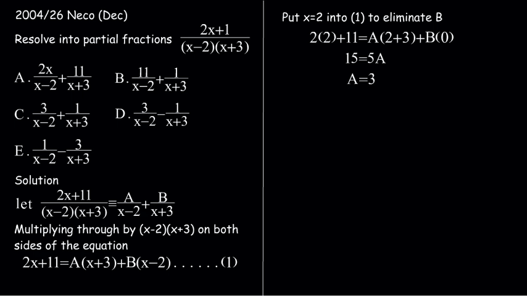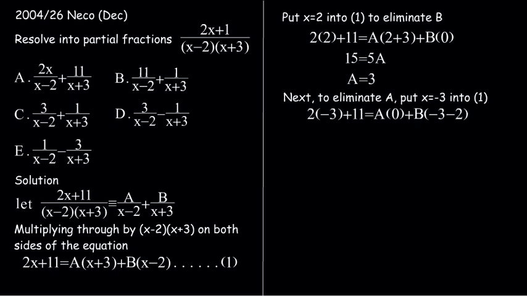Now we repeat the same steps to eliminate a. To eliminate a, put s equals minus 3 into equation 1. Doing so, it becomes 2 in bracket minus 3 plus 11 is equal to a in bracket 0 plus b in bracket minus 3 minus 2. And simplifying, it becomes minus 6 plus 11 is equal to minus 5b. Minus 6 plus 11 is 5, so it becomes 5 is equal to minus 5b. And dividing both sides by minus 5, b will be equal to minus 1.